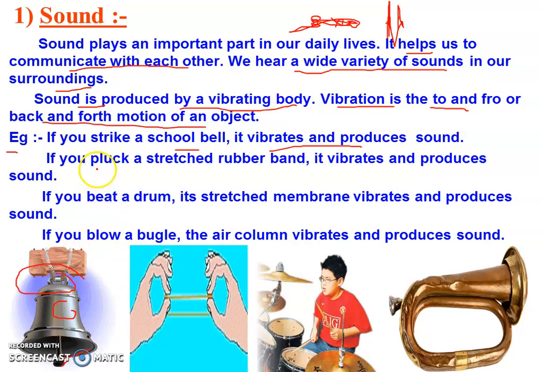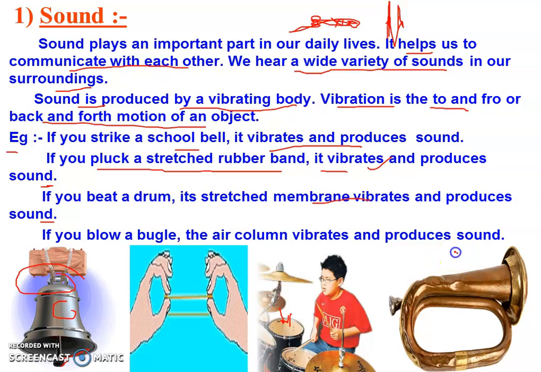Similarly, if we pluck a stretched rubber band, it vibrates and produces sound. Now here is a rubber band. We are stretching it with our left and right hand. When we pluck this rubber band, we also get the sound, since it is vibrating. In the case of a drum, when we hit this stretched membrane, it also vibrates and produces the sound.